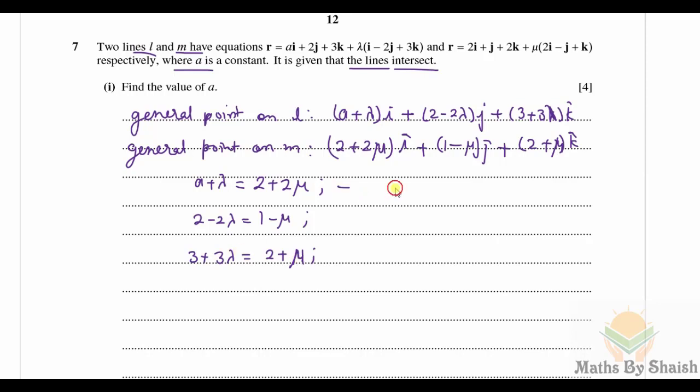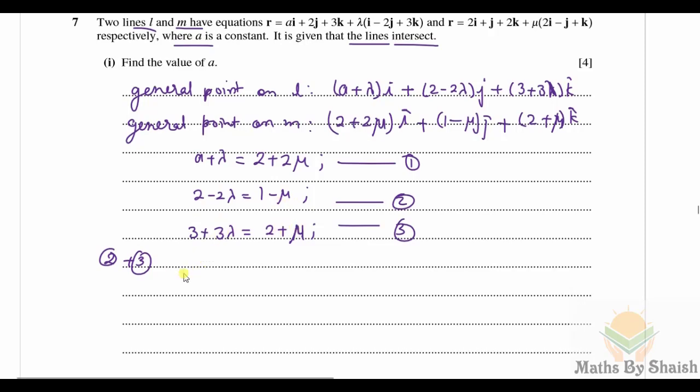Now we will take the first equation as 1, and find lambda and mu from the last two equations, and we'll put them here so that we can get the value of a. So from 2 and 3 we can see if we add both the equations, we'll get rid of this mu, and that is going to be 2 plus 3, 5, plus lambda minus 2 plus 3 lambda is equal to 1 plus 2, 3. So from here we got lambda is equal to minus 2.